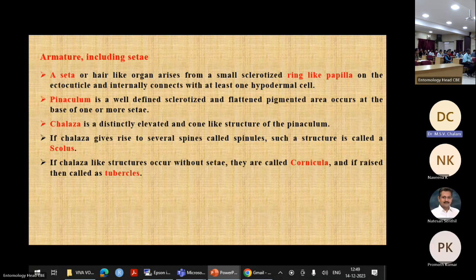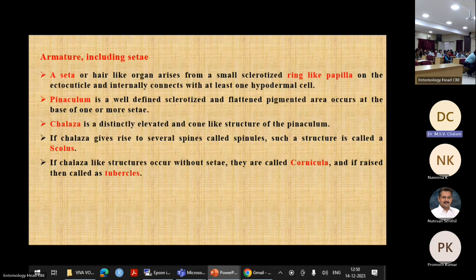First one is a seta. A seta is a hair-like organ arising from a ring-like papilla and connected with at least one hypodermal cell. That particular hair-like structure is called a seta. Next one is pinaculum.